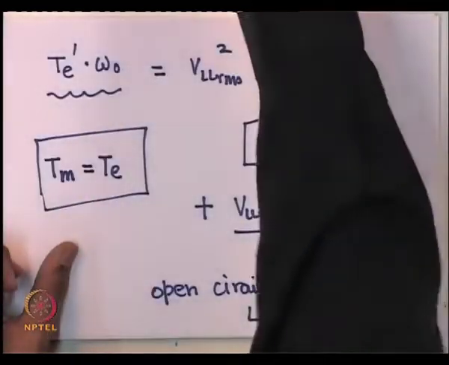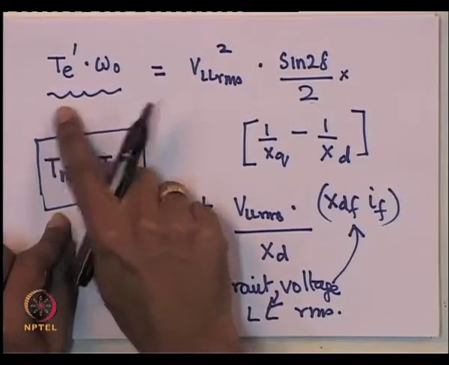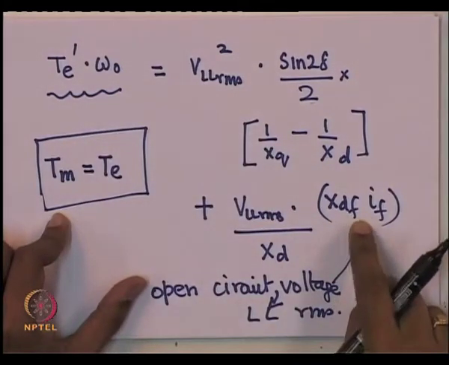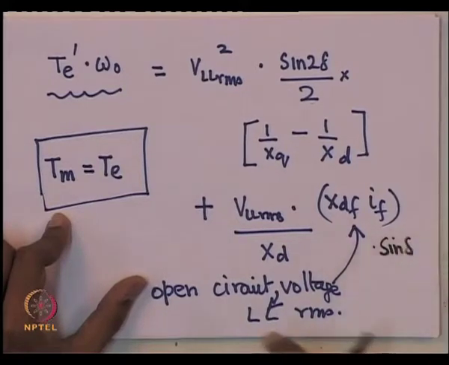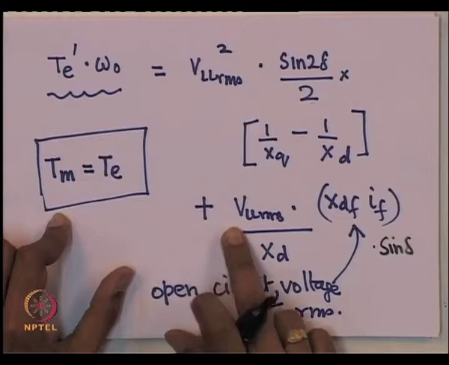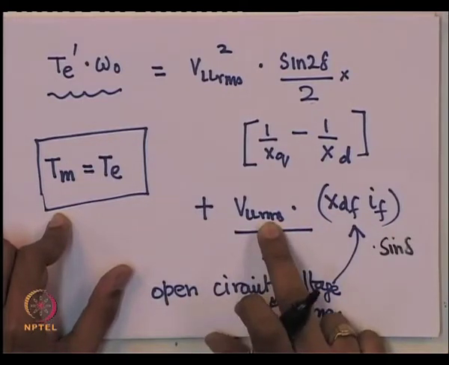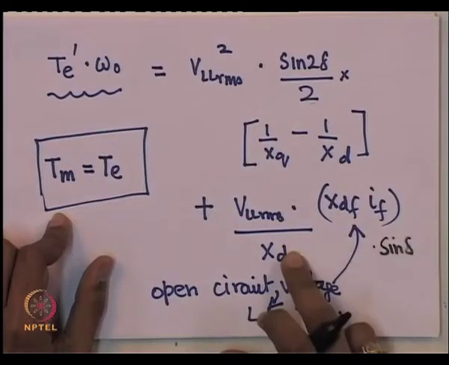So, what we have here is the steady state torque or power expression looks like this, with a sin delta term here, which was missed out. So, this particular term has got V line to line RMS multiplied by the open circuit line to line RMS voltage into sin delta by x d. So, these were the two simple and important results of a synchronous machine.